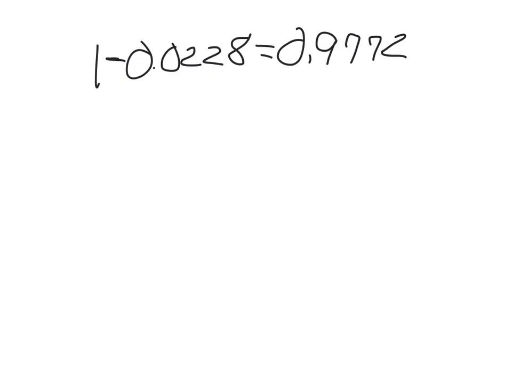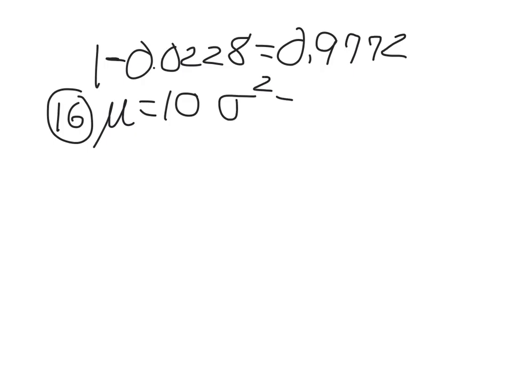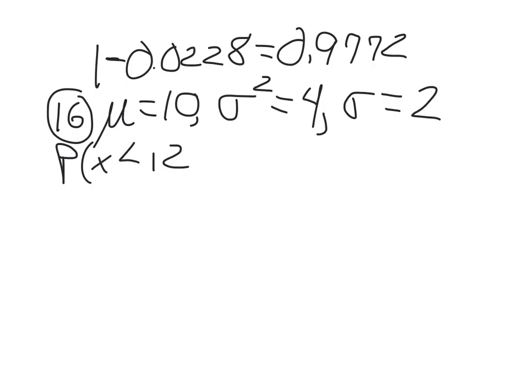Good. All right, let's take a look at problem 16, and I think I know where your problem is going to be right off the bat. The mean mu is 10, the variance sigma squared is 4. They give you the variance, but they don't give you the standard deviation. However, that's an easy fix, because standard deviation is simply the square root of variance, and the square root of 4 is simply 2.